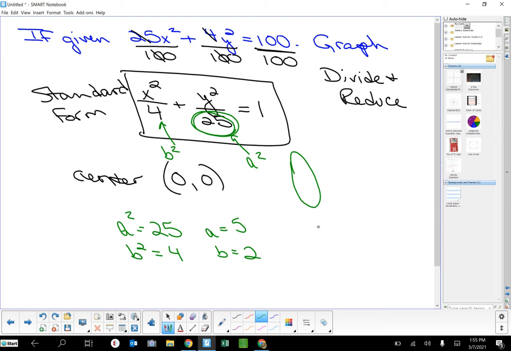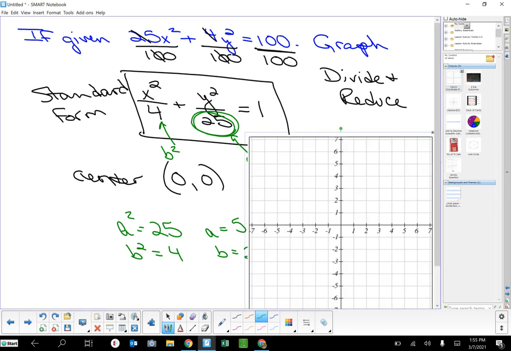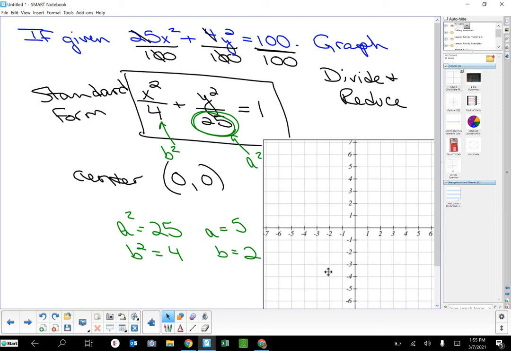And then if you were to graph this thing, let's pull a graph down here. Then I'm going to plot this in the middle. Now, a is my y, so a is going to go up and down again. B is going to go left and right. So up and down 5, left and right 2. So you can see this one is much more elliptical.